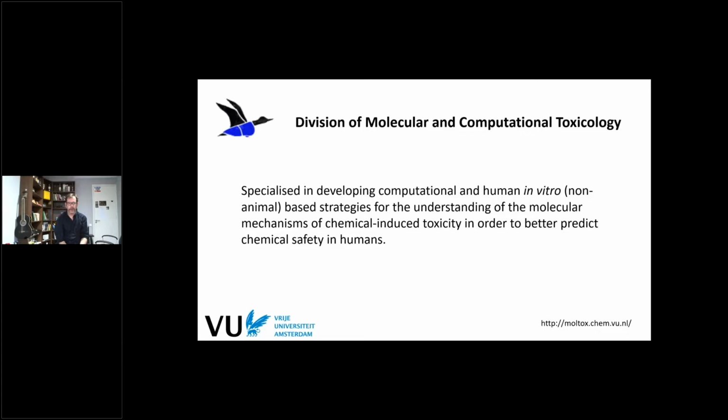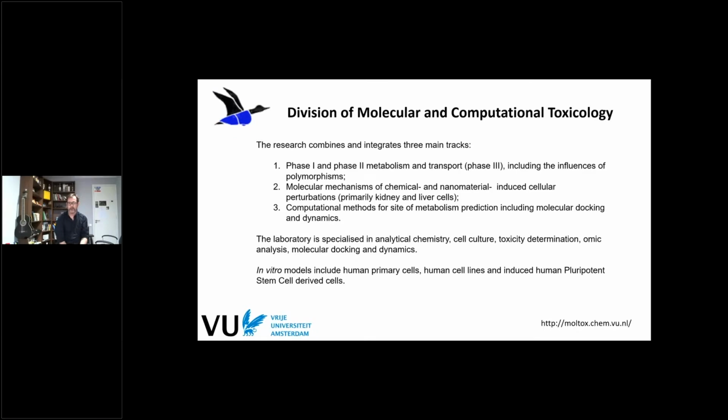So who are we? Well, that's our team, and we are specialized in developing both computational and human in vitro, non-animal-based strategies for the understanding of molecular mechanisms of chemical-induced toxicity, so we can better predict chemical safety in humans. And to be more specific, we combine our research on phase 1 and phase 2 metabolism, but also on transporters, so xenobiotic transporters. And we're also very interested in beginning to look at the influences of polymorphisms, because people are different from each other, and we want to incorporate that difference into our strategies.